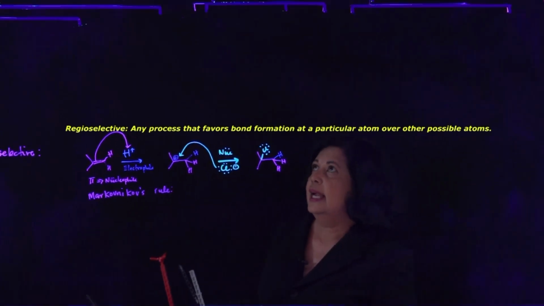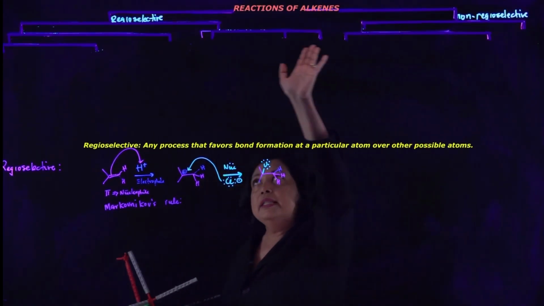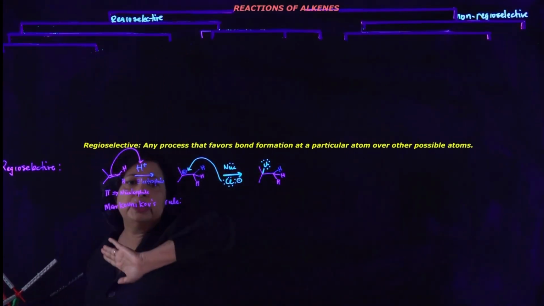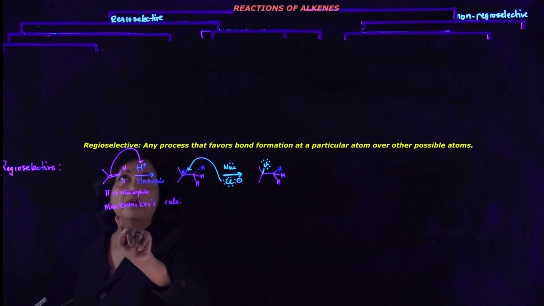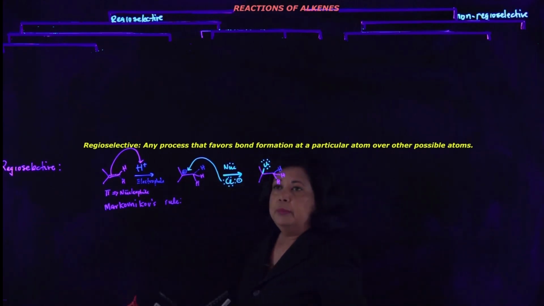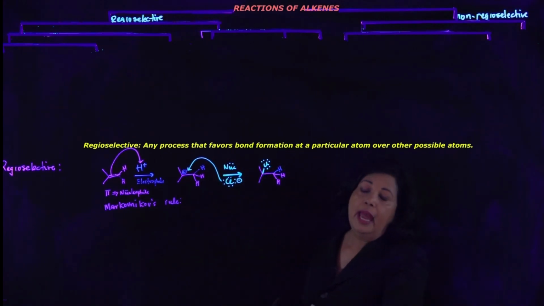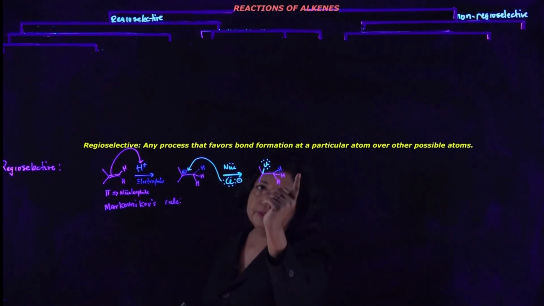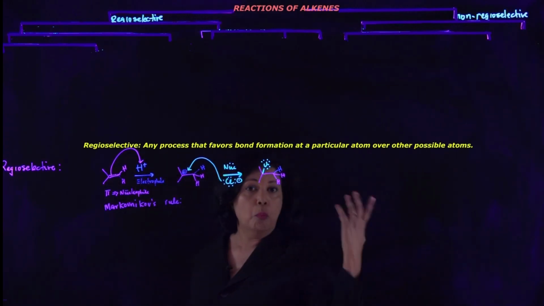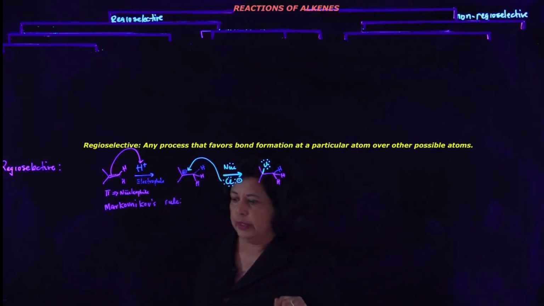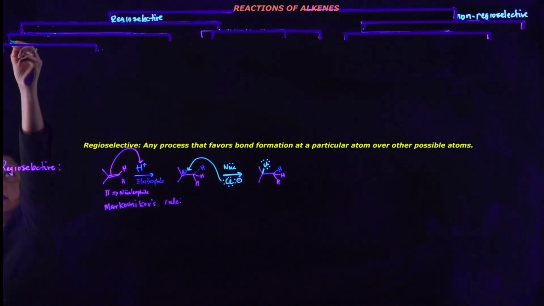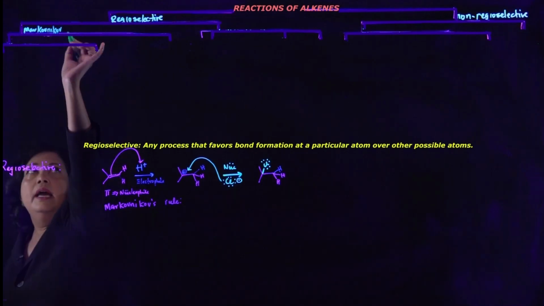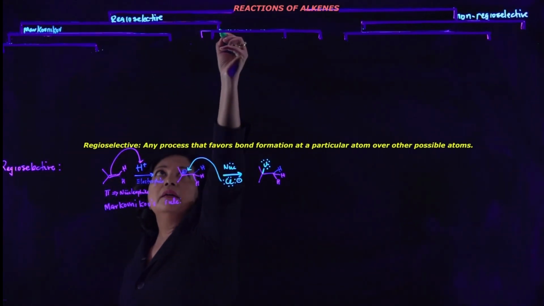Now let's look at some of the things that could happen within a regioselective reaction. So it could be Markovnikov, or it could be regioselective and be anti-Markovnikov, hydrogen going to the carbon with more carbons. So we can classify regioselective reactions as Markovnikov and anti-Markovnikov.